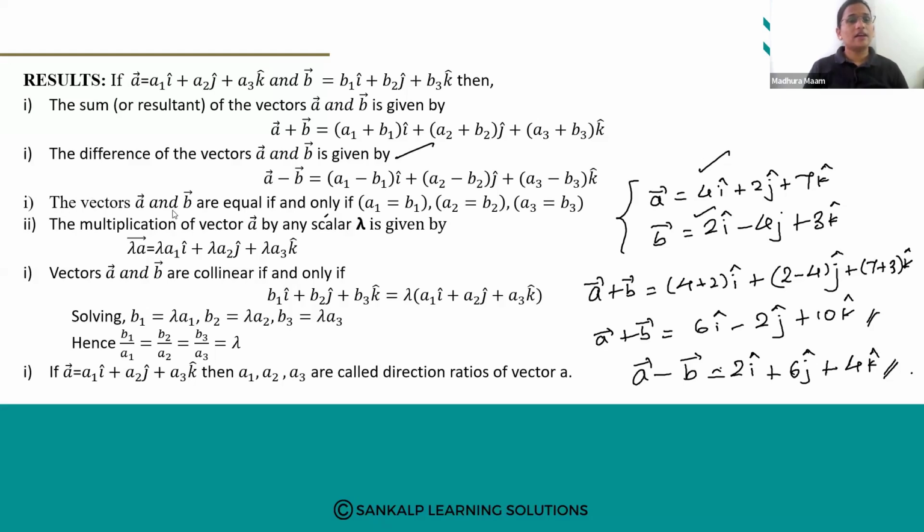Next, third point, the vectors A and B are equal if and only if. Okay? So till here we have studied general vectors: types of vectors, representation, all those. Now we are studying component wise. When do you say vectors are equal? We saw that two vectors are said to be equal if they are equal in magnitude and equal in direction. So the magnitude must be the same, the direction must be the same.